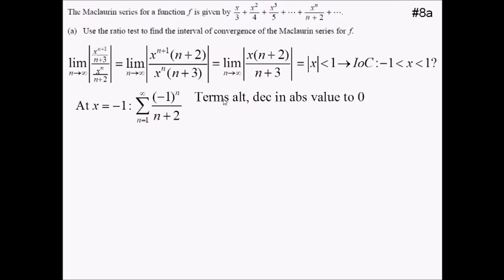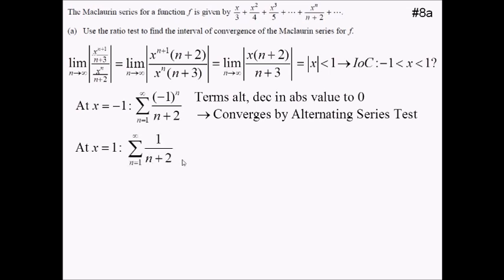So that means we're going to converge by the alternating series test. Now how about if x equals positive 1, my other endpoint? Well, in that case, I've just got 1 over n plus 2. So you could save a little bit of time. If you start writing this series out, you'll see this is 1/3 plus 1/4 plus 1/5, which is basically the harmonic series starting a little bit later down the line.